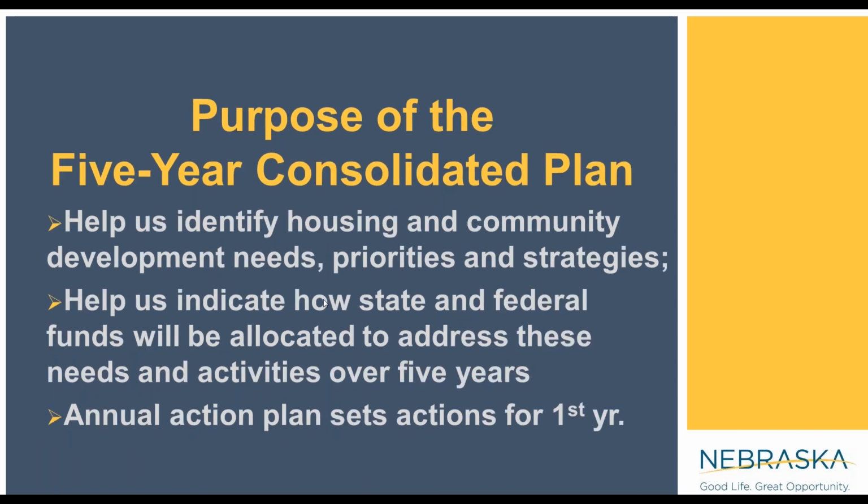The purpose of the consolidated plan, like I alluded to earlier, is to help identify housing and community needs, priorities, and strategies, and to indicate how state and federal funds will be allocated over the 5-year period. The annual action plan sets the actions for year 1. So basically, in exchange for receiving federal funds, they want to know how you're going to spend those funds to best address the needs in your state.